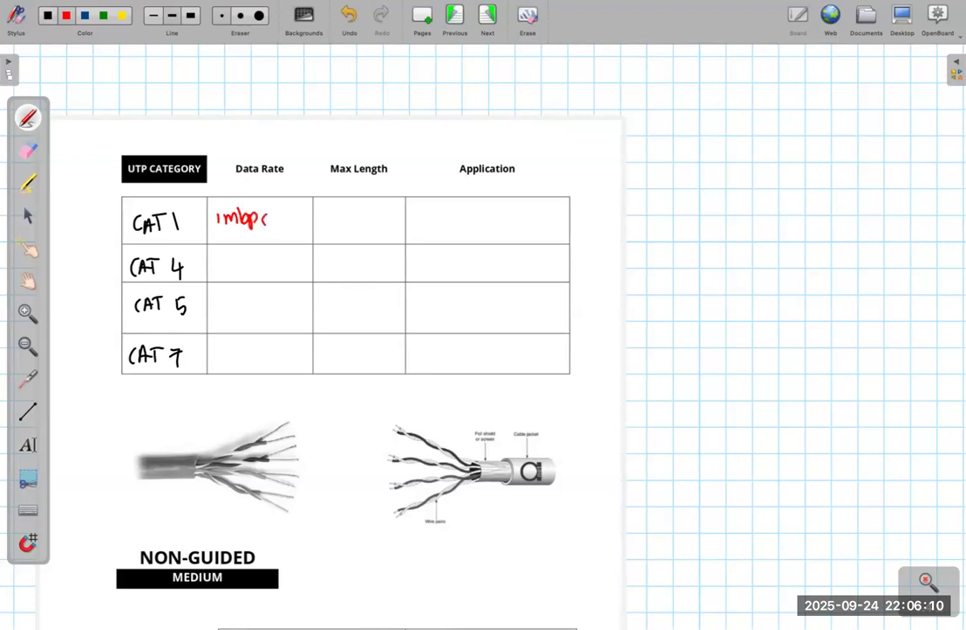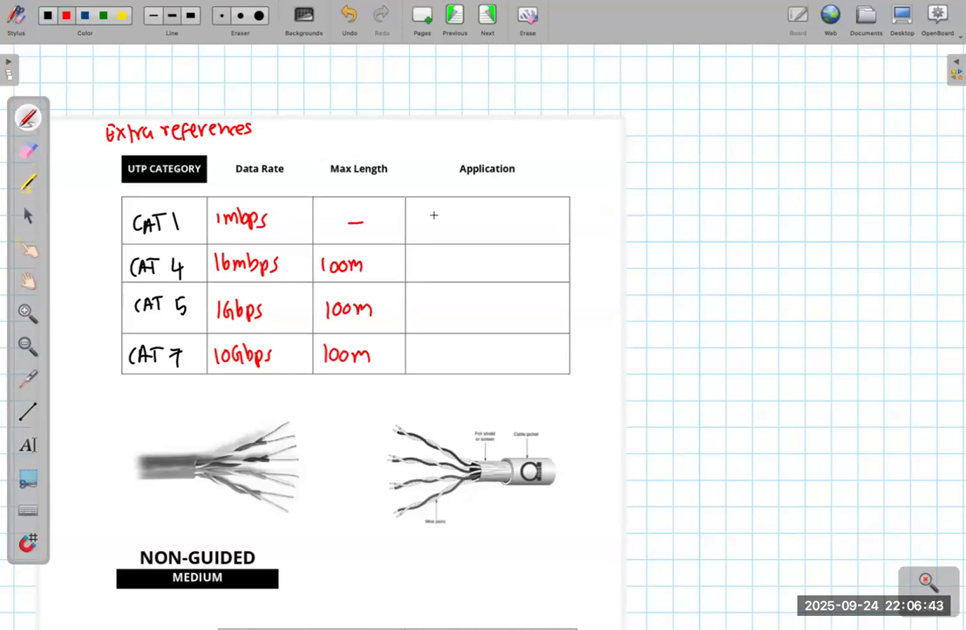Cat 1 cable is 1 megabit per second, Cat 4 cable 16 megabit per second. These are for extra reference. Cat 5 cable can go up to 1 gigabit per second. Cat 7 can go up to 10 gigabit per second. Maximum length is 100 meters. By default, all copper cables get only 100 meters.